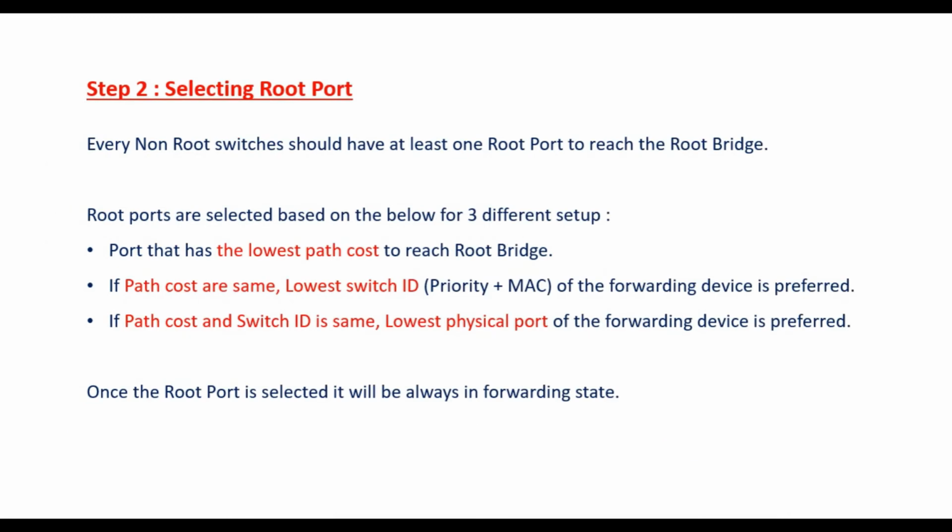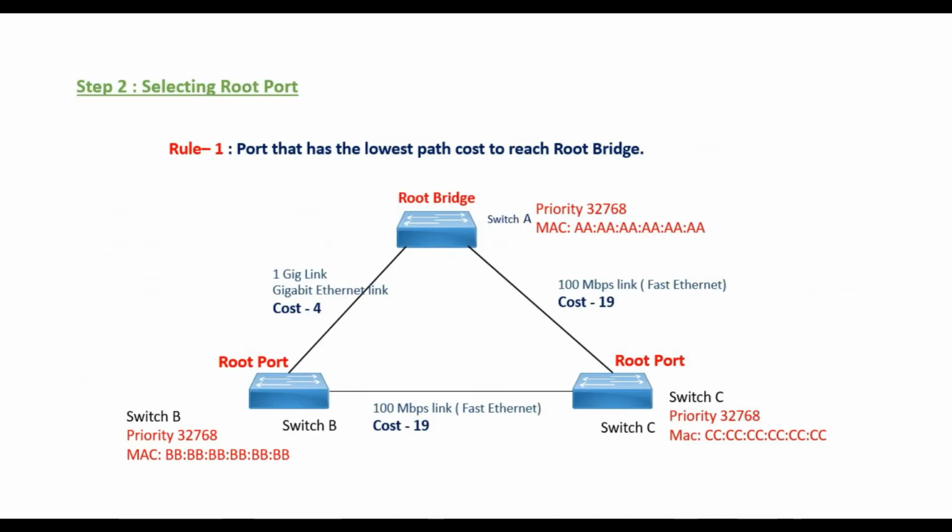As we said earlier, every non-root bridge should have one root port, and through this root port only it will be connected to the root bridge. There are three important rules to elect the root port, and it is based on different setups. Let's see in a different setup how it is selected. Before going to root port selection, as we have a simple diagram here, let me explain how a root bridge is selected.